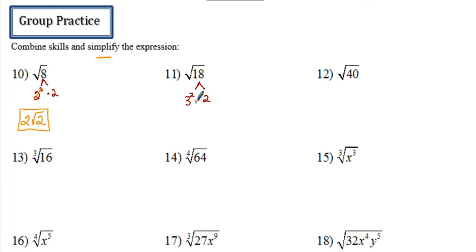This is my note to self. Now I'm going to take this action. Square root of 3 squared is 3. And I leave behind the square root of 2. So that is simplified down.